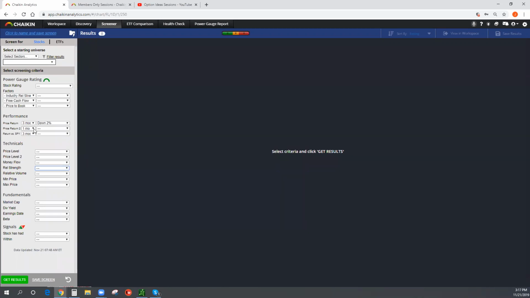But if you're really concerned about certain price returns over time, there are ways in which you can look at different things, down 2% over 3 months and maybe up 5% over the past month.